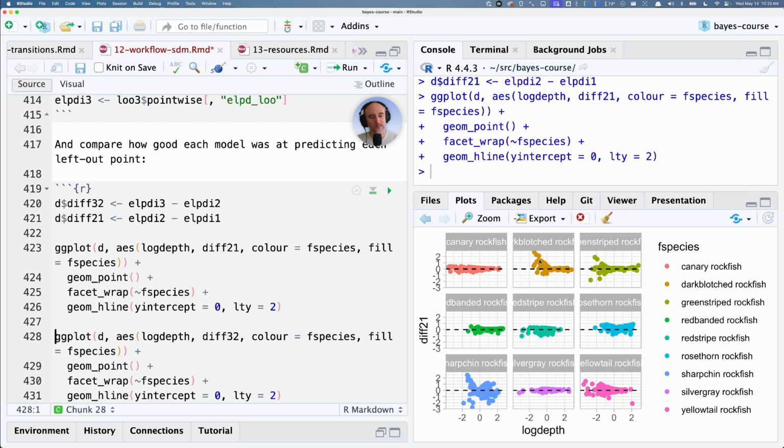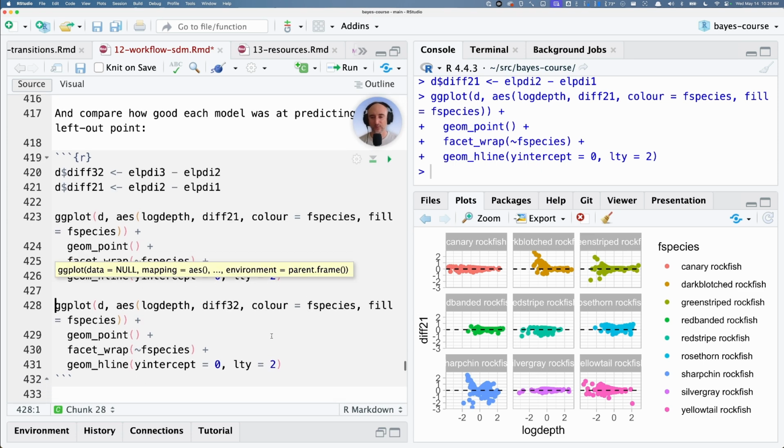So you can see, especially here, below the line is favored by having a common curve, and above the line is from the model that favors having separate curves. So we can see here dark blotch and sharp chin, for example, in green striped, at the edge of the curvature, there's probably not enough curvature in the overall model. And so it's doing a much better job of predicting those by having independent, species-specific curves.